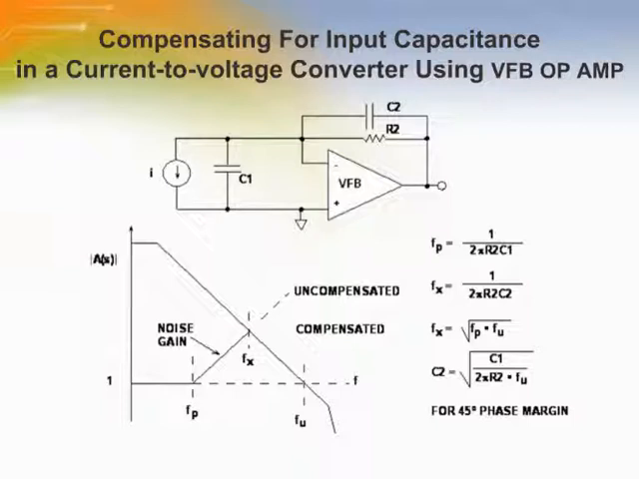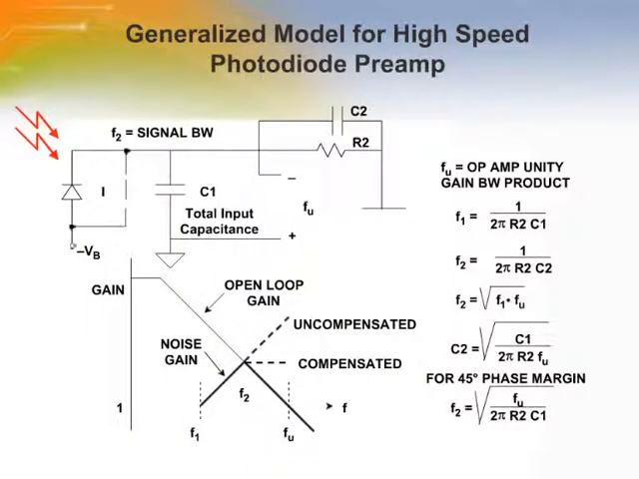If left uncompensated, the phase shift at the frequency of intersection Fx will cause instability and oscillation. Introducing a zero at Fx by adding the feedback capacitor C2 stabilizes the circuit and yields a phase margin of about 45 degrees. In practice, C2 is typically determined empirically. High-speed photodiode preamps such as shown are real challenges, especially if the circuit is to be optimized to operate with as much bandwidth as possible.